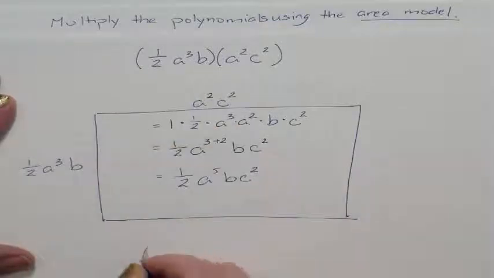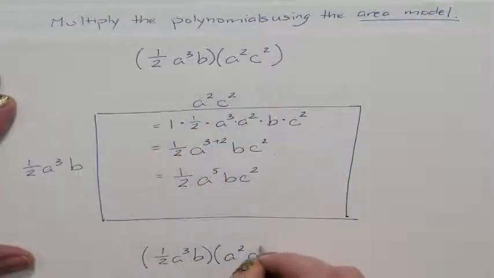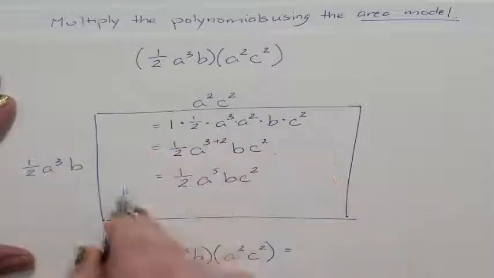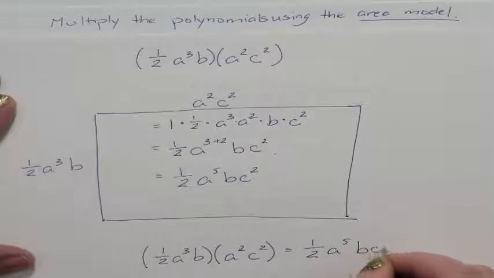So when you are multiplying the quantity of 1/2 a to the third b by the quantity of a squared c squared, the entire answer for the area of this inside rectangle is 1/2 a to the fifth b c squared.